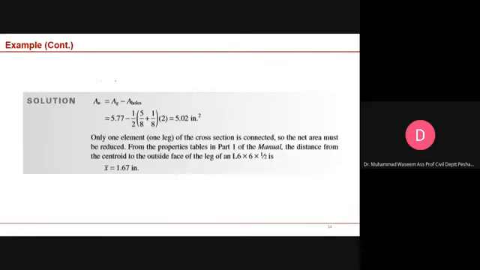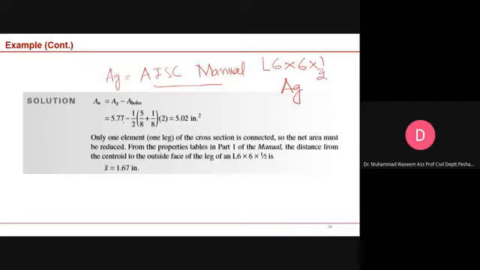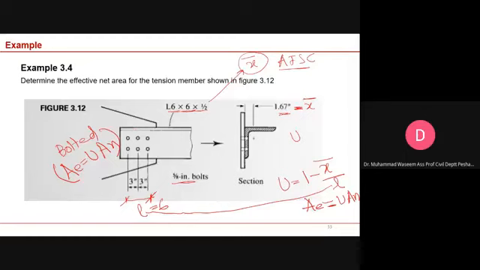First, you have to calculate the gross area. You can obtain that from this manual, and I encourage you to use this manual. Look for this shape, 6 cross 6 cross 1/2. What is the gross area? You will get it in inches square. Okay, so the whole area, how many holes do we have? Let me go back. If the load is applied in this direction, what will be the fracture dimension? Will it be in this direction or in this direction?